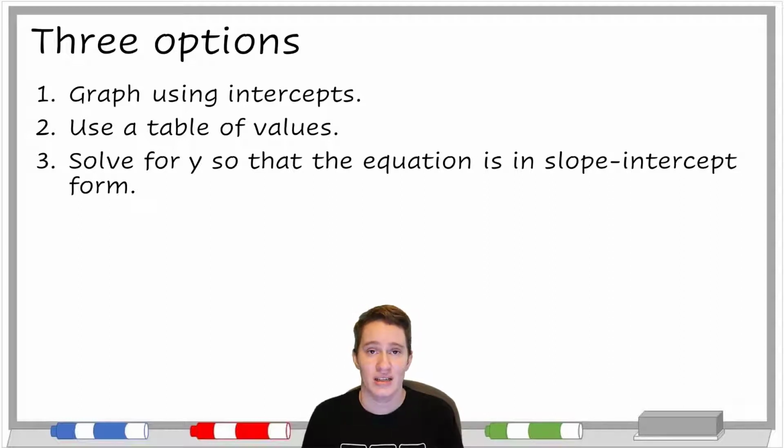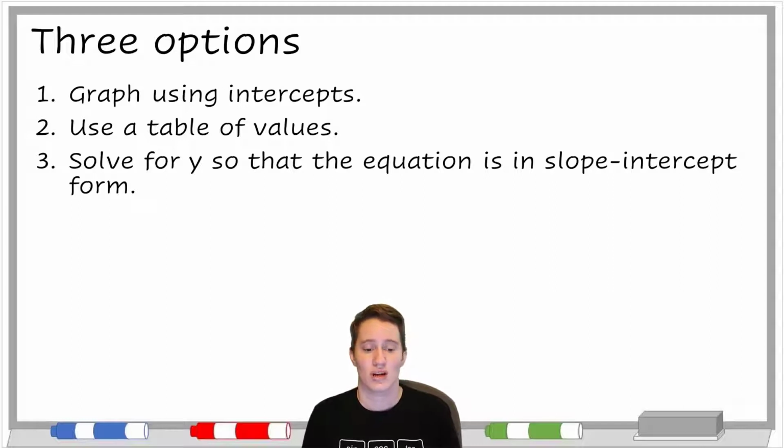Our third option, and this one is a very popular option, even though I think technically number 1 is faster most of the time, is that we can solve the equation for y so that it's in slope-intercept form and then graph it from slope-intercept form. At least in my class right now, in my curriculum, we have not done this yet. So that's going to be a little bit new to us: how do we solve for y in an equation that has an x and a y in it? That's what we're going to do in this video.